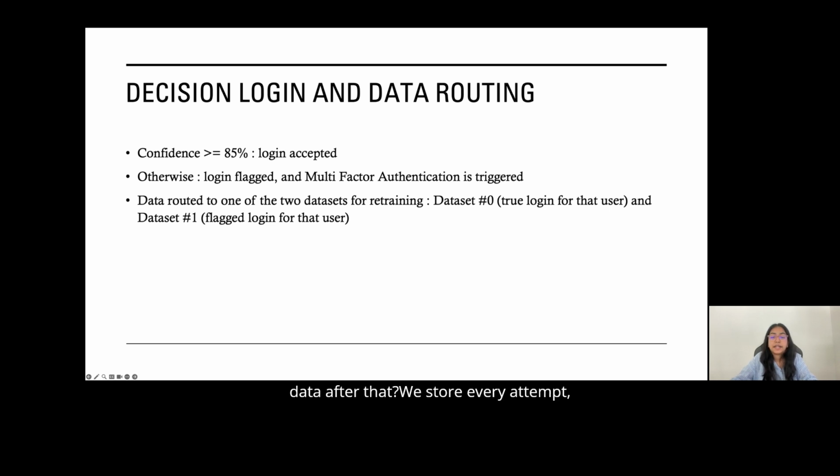What happens to the login data after that? We store every attempt, either in dataset 0 if it looks legitimate or dataset 1 if it's suspicious. These two datasets allow the model to keep learning and retraining, gradually improving its performance. This slide also answers research question 3. How do we balance strong security with user convenience? By using scoring and progressive steps like optional MFA, the system remains both secure and user friendly.